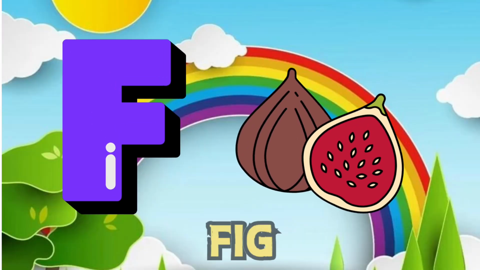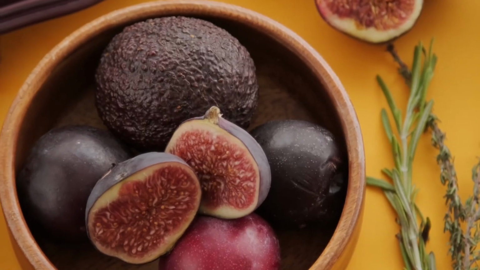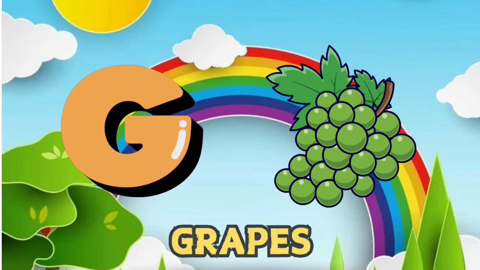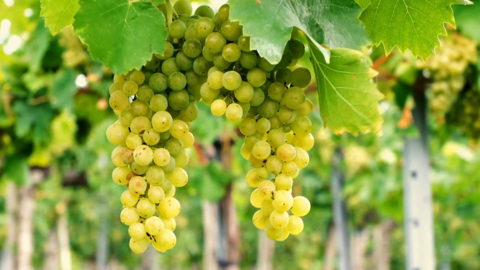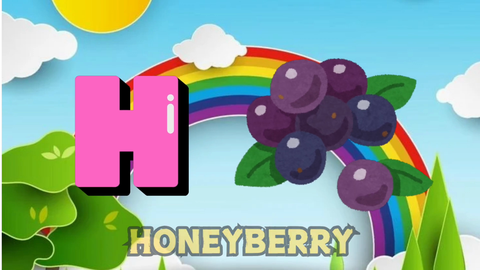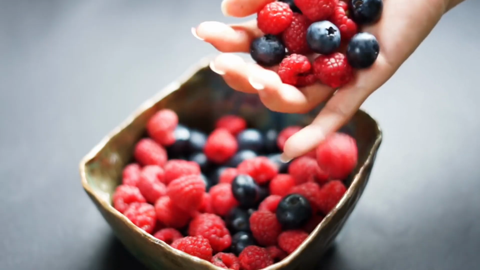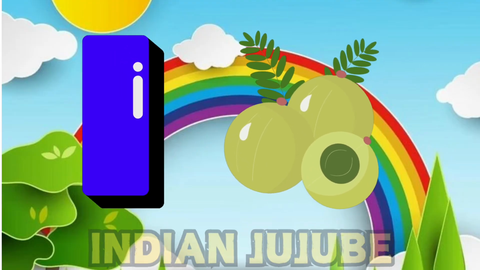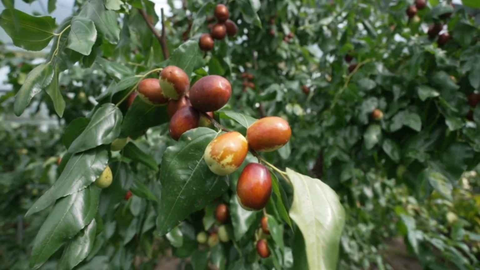F is for fig. Fig. G is for grapes. Grapes. H is for honeyberry. Honeyberry. I is for Indian jujube. Indian jujube.